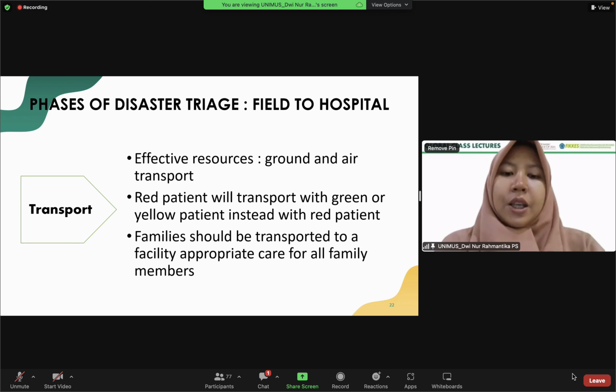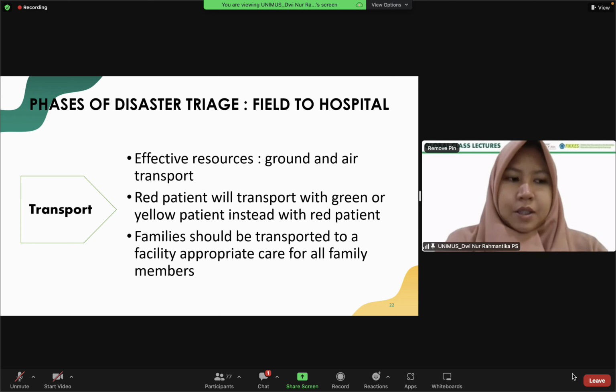And then if the victims of the disaster are from a family, they should be transported to the same facility. So if the victims are a father, a son, and their mother or wife, this family should be transferred together, I mean in the same hospital.